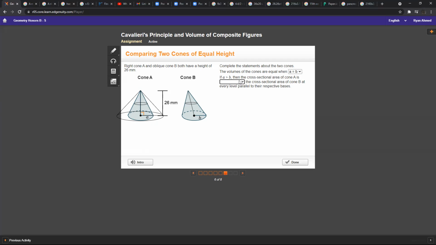So A is the radius, and then B is the other radius. A is growing, which means that if radius A grows, our cross-sectional area is also going to grow if we keep the same level. So A is growing, B is staying constant, which means that this cross-sectional area is also going to grow, while this cross-sectional area is going to remain constant. So what do you think our answer would be with that information? Cone A is greater than the cross-sectional area. I agree. Nice.